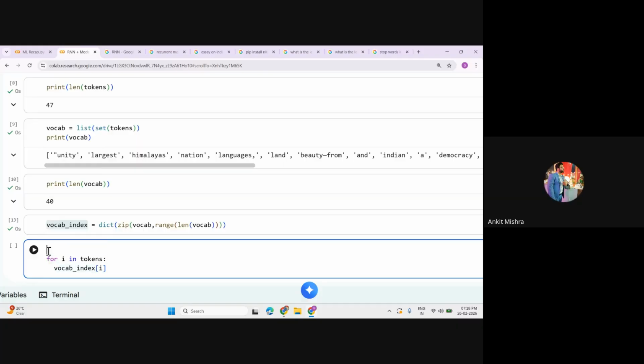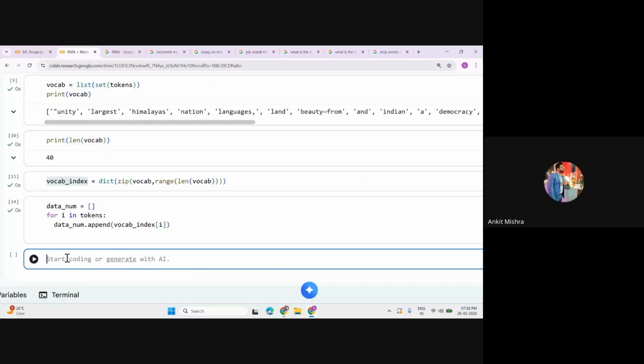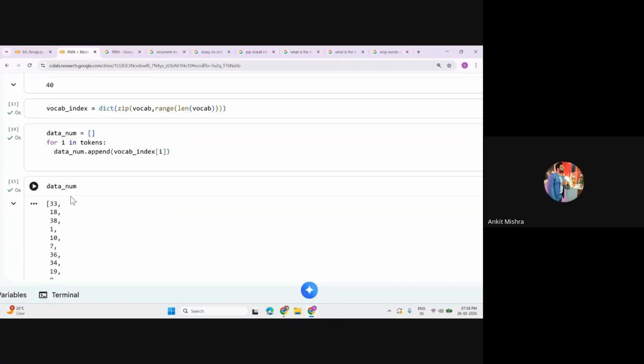And let me just store this as a data num. Data num is like my numerical data, and I'll just go to this data num and simply append this vocab index, right? Okay, now let's just run this. And now you can simply check your data num. So data num is like the numerical representation of your text.